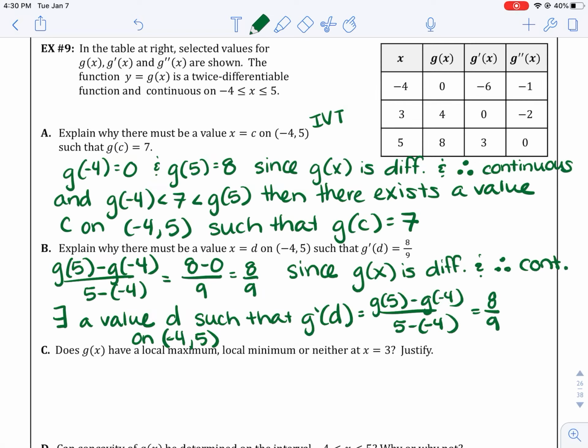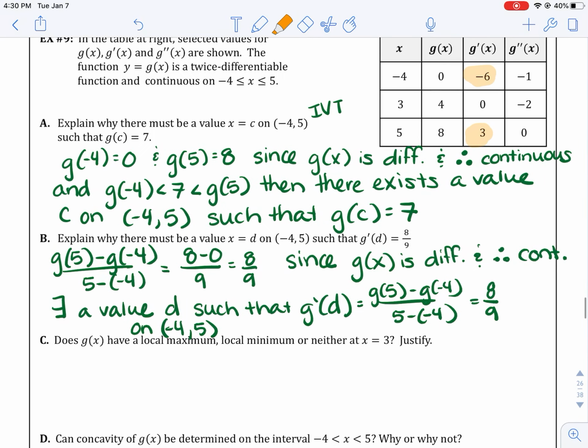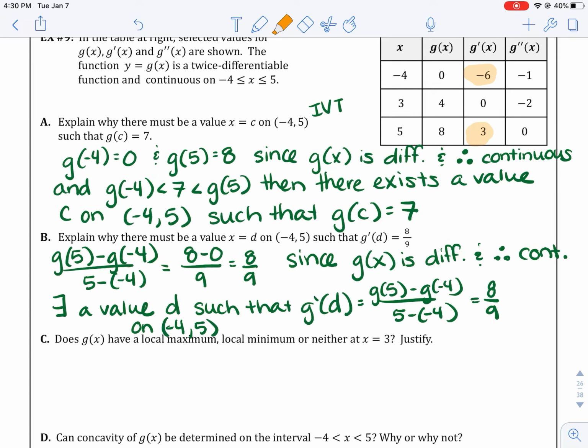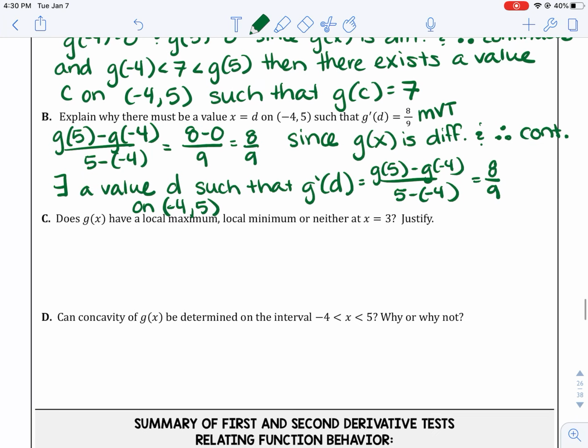In this particular example, because you were given that it's twice differentiable, if you wanted to use the IVT and say that 8/9 falls between -6 and 3, and you know that that derivative is continuous since it tells us it's twice differentiable, you could also use the IVT talking about G prime. So it would look a lot more similar to A. But here, I think what they wanted us to do is use the MVT, especially because it equals 8/9 when I take that average rate of change.